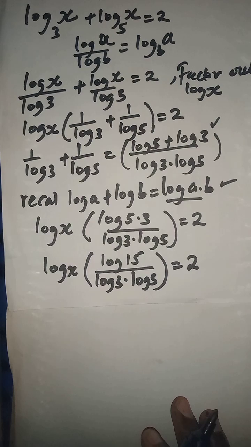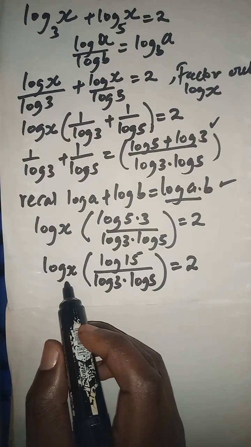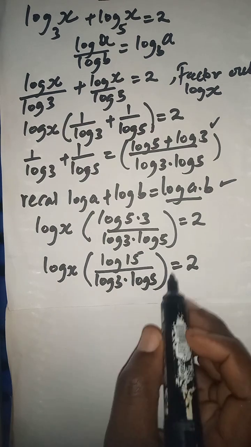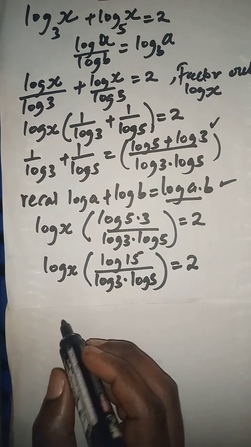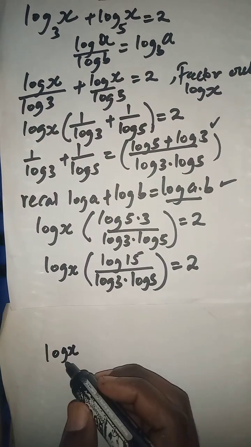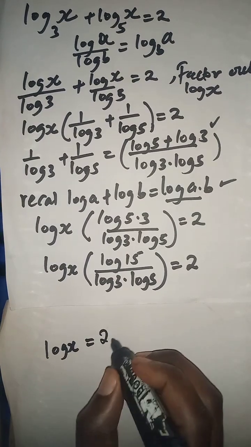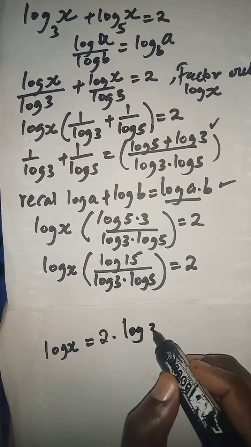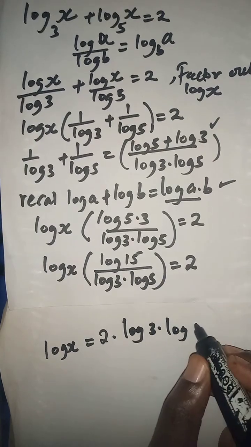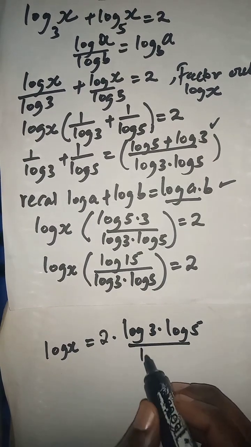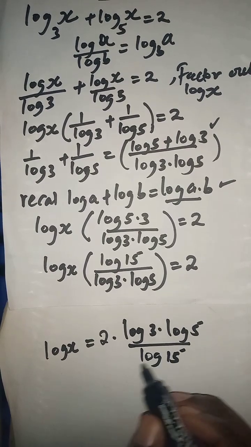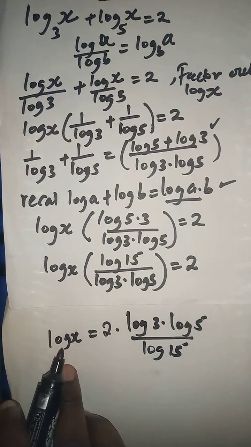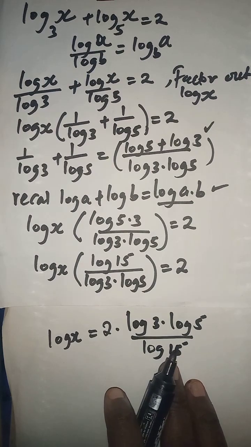So next step, I want to remain with the log x on this side. So that means I'm going to take the reciprocal of this on the other side, so that I have the log of x is equal to 2 multiplied by the reciprocal of this, log of 3 multiplied by the log 5 over the log of 15, so that on my left hand side I remain with the log of x is equal to that.